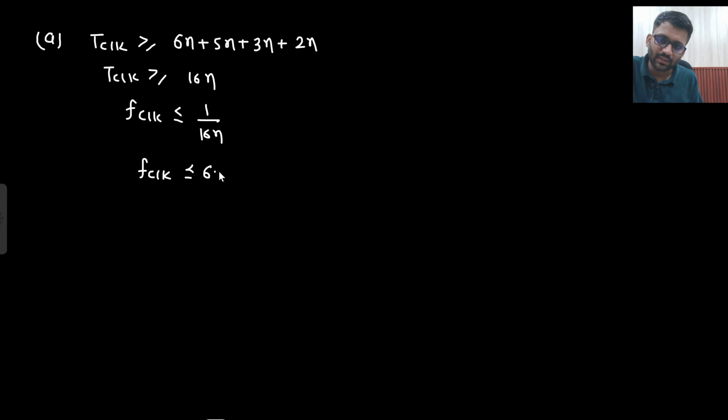Let's use the calculator because I need to calculate the frequency as well. It would be 16 nanoseconds. So what would be your F clock? F clock should be less than 1 by 16 nano. The reciprocal of 16, times 1000, gives 62.5 megahertz. So F clock should be less than 62.5 megahertz. This is my maximum frequency; I can operate at 62.5 megahertz.